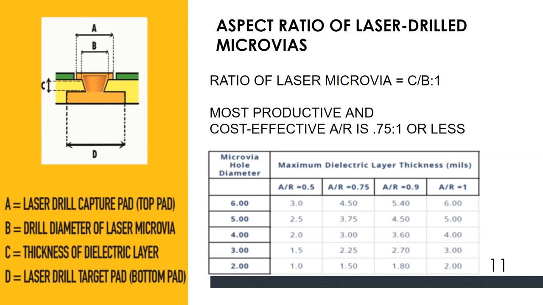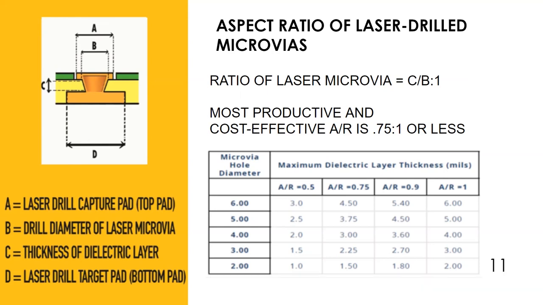Then the more important is the aspect ratio of the laser drilled microvias. So if you look at the picture, first understand the laser drill capture pad, that is the target where the laser comes and hits. Then B is the drill diameter of the laser microvia. C is the thickness of the dielectric, that is nothing but the length. And laser drill target pad at the bottom, D. So normally the aspect ratio is calculated as C by B is to 1. What is C? It is the length the laser drill travels. B is the diameter.